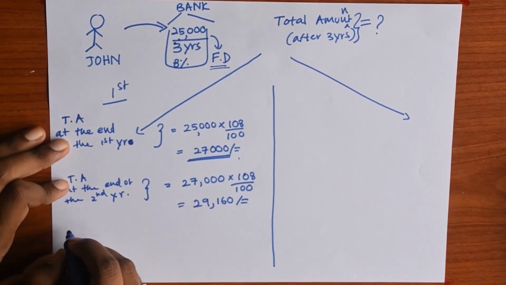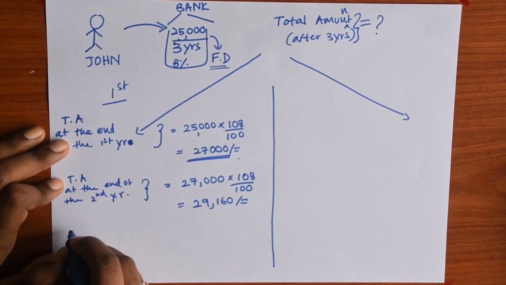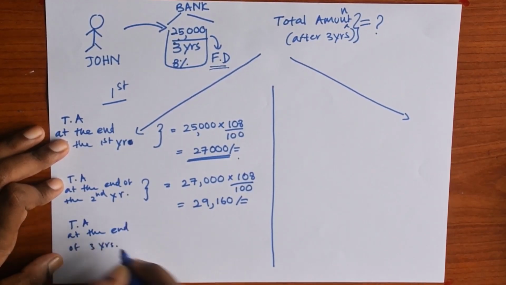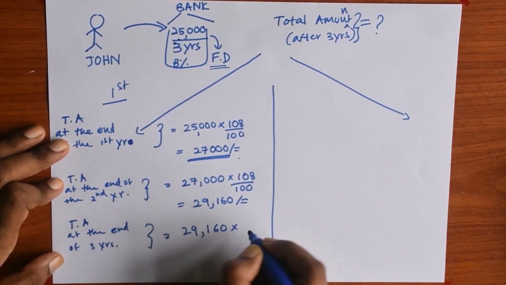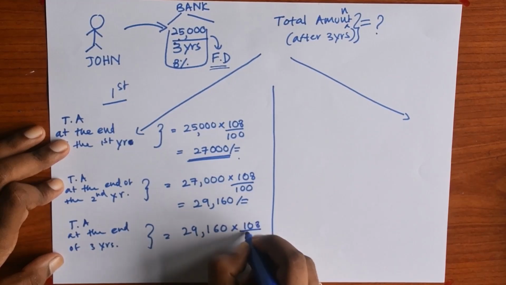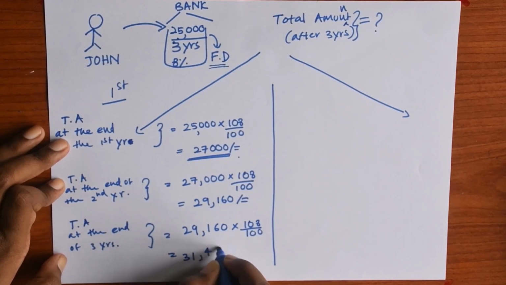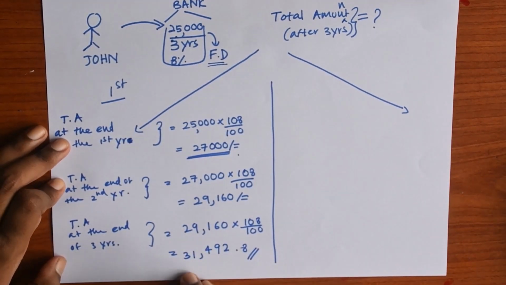Finally, let's calculate the total amount that John will receive at the end of 3 years. That is equal to 29,160 into 108 divided by 100. This is equal to 31,492 rupees and 8 cents. This is the total amount that John will receive at the end of 3 years.